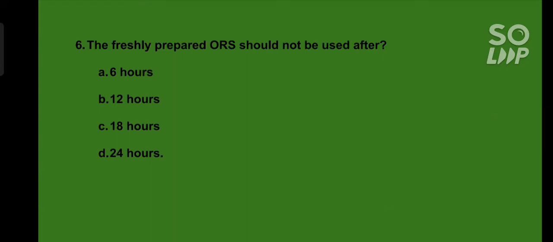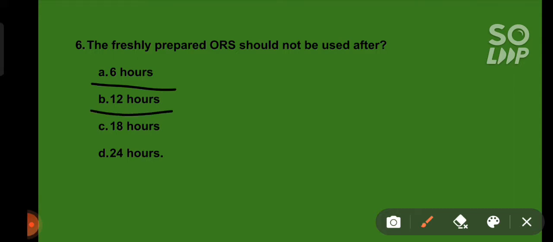The next question is: the freshly prepared ORS, which is oral rehydration solution, should not be used after. So what is the time limit for using ORS? The options are option A 6 hours, option B 12 hours, option C 18 hours, option D 24 hours. The right option is 24 hours. When we prepare the ORS solution, we should not use it after 24 hours of preparation.